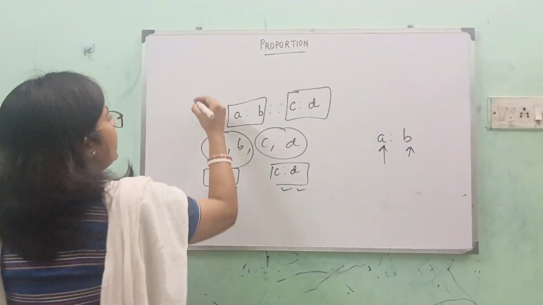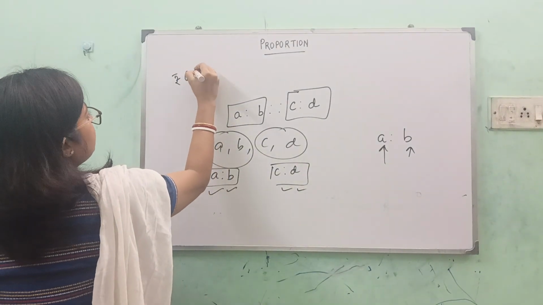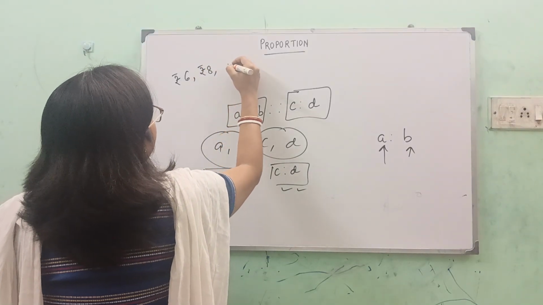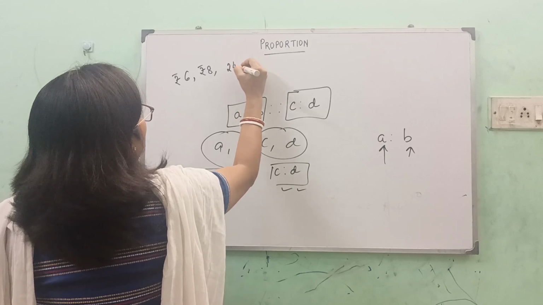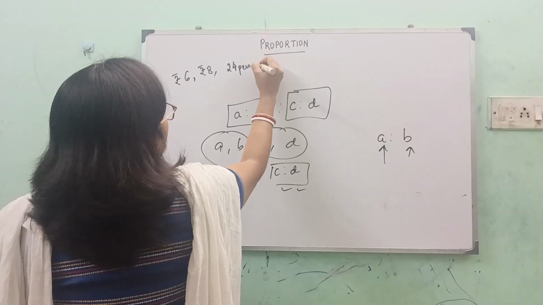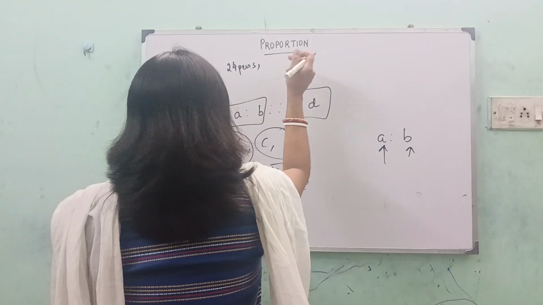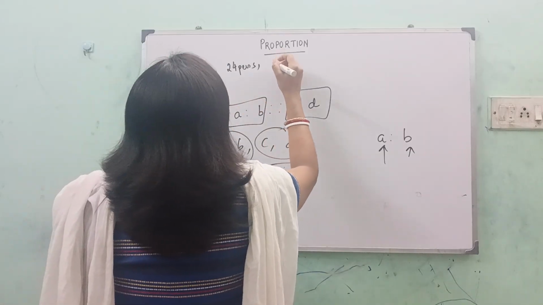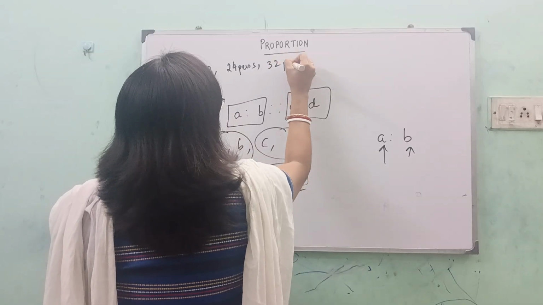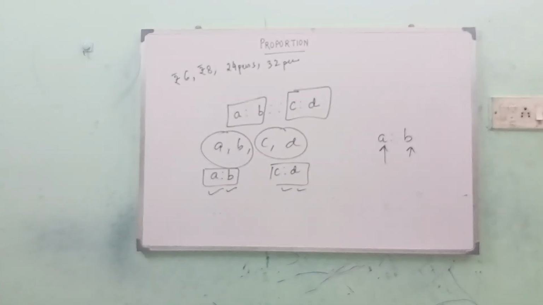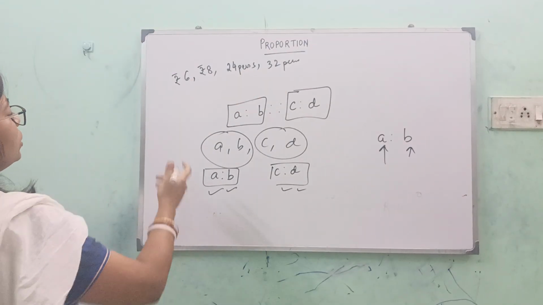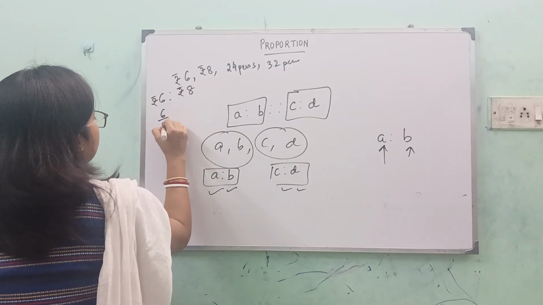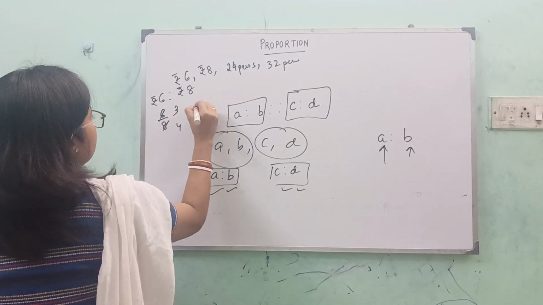All right. Now for an example, rupees 6, rupees 8, and say 24 pence and 32 pence. Let us find whether these four terms are in proportion or not. Rupees 6 is to rupees 8. If you find the ratio, this becomes 6 by 8, that is 3 is to 4.